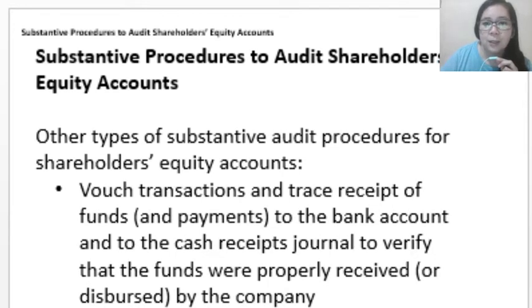Another is the auditor can also vouch transactions and at the same time trace the receipt of funds from the proceeds of the issuance of shares to the bank account and also to the cash receipts journal where these transactions are normally recorded, to verify that these funds were properly received, or in the case of disbursement for the payment of any repurchased shares or dividend made by the entity.